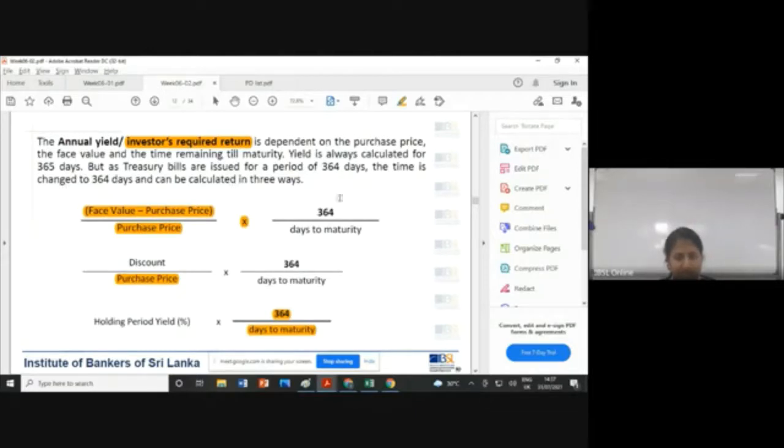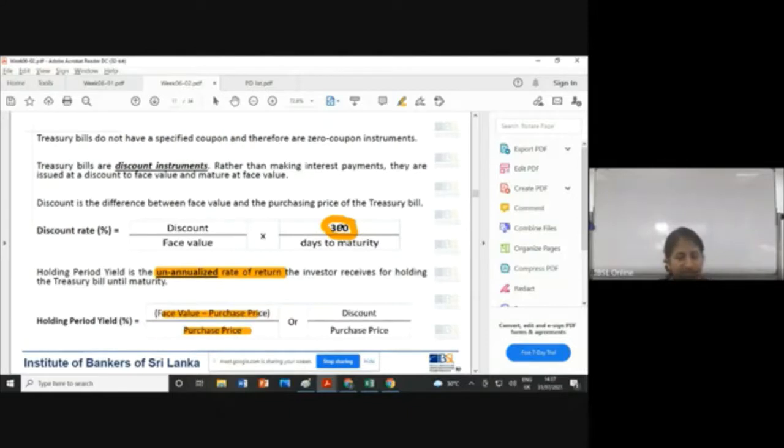Treasury bills are less than 1 year, so maturity can be 91, 182 or 364 days. Having the days to maturity, you multiply it by the day count. Why is this 364 and why is this 360?